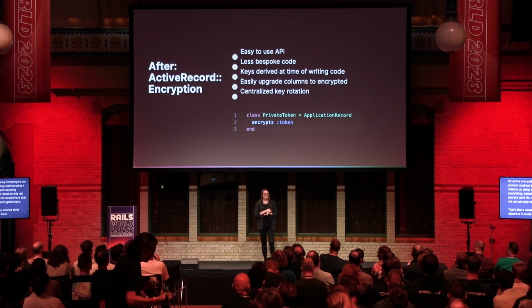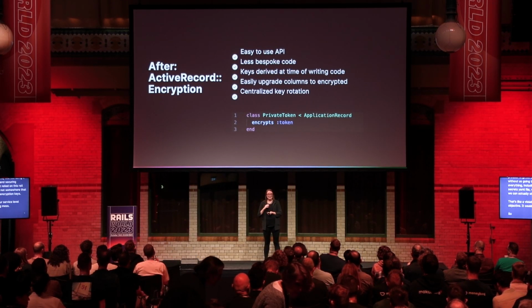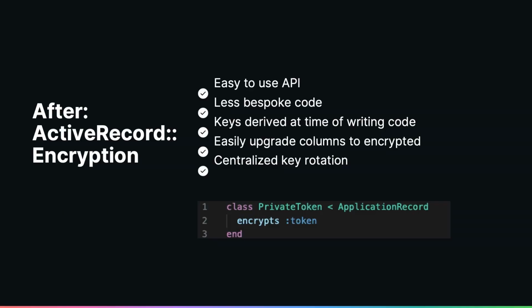So after we upgraded, we still had a really easy to use API, right? The lovely API I showed you before. We reduced some of our bespoke code that we had to maintain. And now we have a couple of benefits that we just couldn't provide before. Keys are derived at the time of running code or writing code, or, if you like to get really picky about it, at runtime, really.